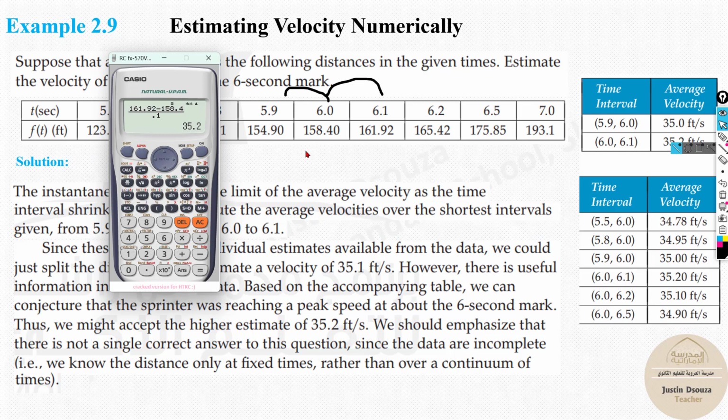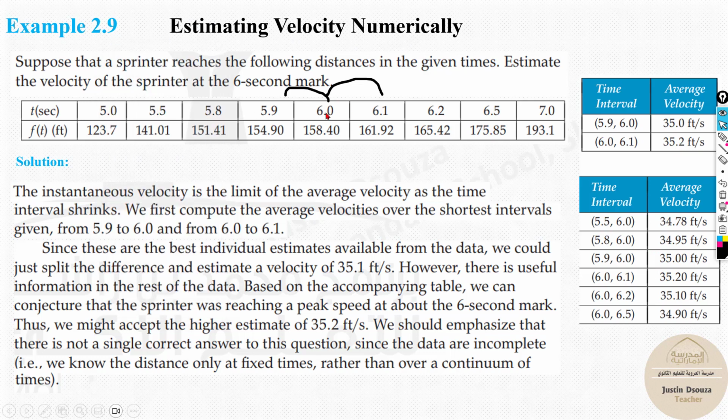And you can do it for all the intervals from 6 to 5.5, 5.8 and so on. We have done this for all the other terms, and I'm not going to do it again and again. It's the same method I used. So if you're using these two over here, it'd be 158.4 minus 123.7 divided by 6 minus 5. Then you'll get the answer over here. So it's estimated for all the intervals because we need the 6 mark. And now you can see, compare and tell. It's safe to say it is around 35.